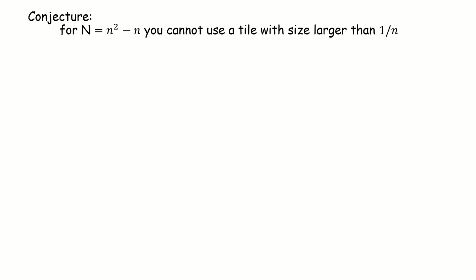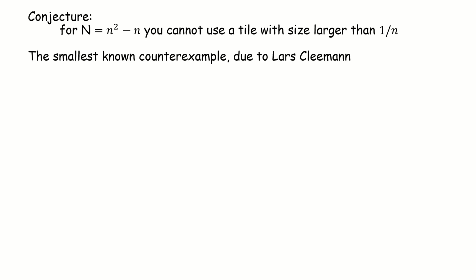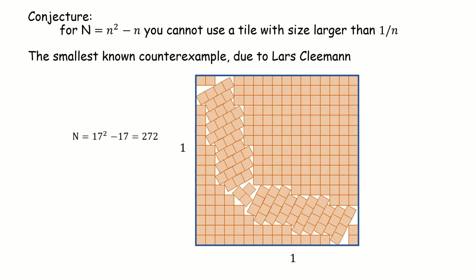And the last case we see together is related to a conjecture. They said, or at least they thought, that when n is in the form of n squared minus n, you cannot use a tile with size larger than 1 over n. But then Lars Cleemann found the smallest known counterexample for 272 tiles, which looks like this. In this case, your tile has a size a little bit larger than 1 over 17. And that's the smallest known counterexample for this conjecture. So the conjecture is not true.